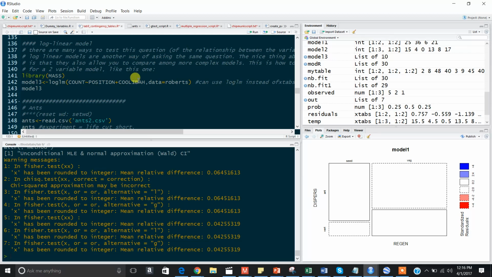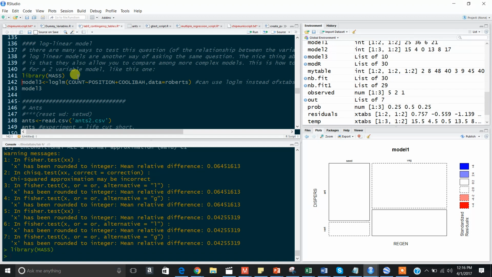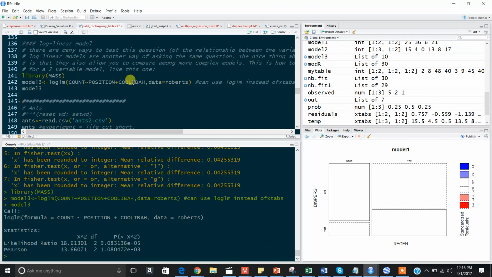So you need your MASS package for that. So run library(MASS) if you already have it installed. We're going to create a model. We're going to use the loglm, or log linear model, function to create it. Count is our response, and then our two predictor variables: the position in the floodplain and Coolabah, whether it did or did not have dieback. So we're going to run that.